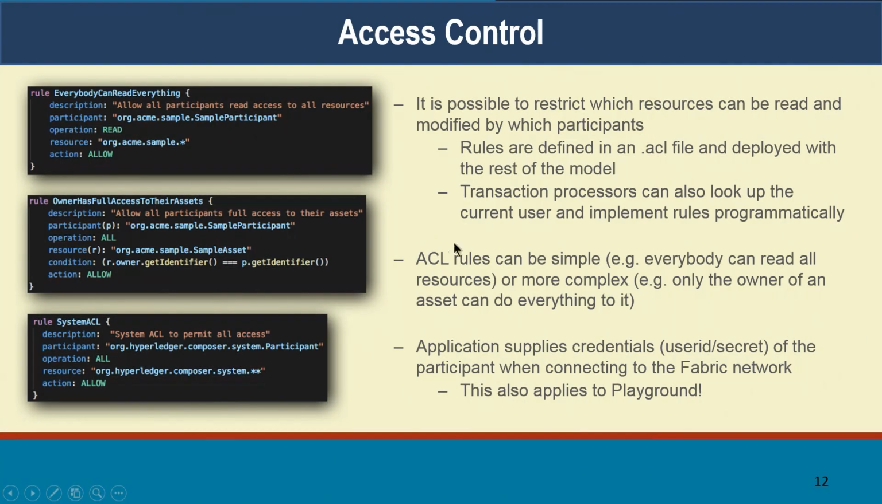It can be very simple, starting from everybody can read everything. So the first top example is for that. Everybody can read everything. It's going to have who are the participants: any kind of sample participant, any participant that follows this is okay. What is the operation? Everyone can read. So that's the read operation. What is the resource? All resources. So it's sample.star. And the action is to allow.